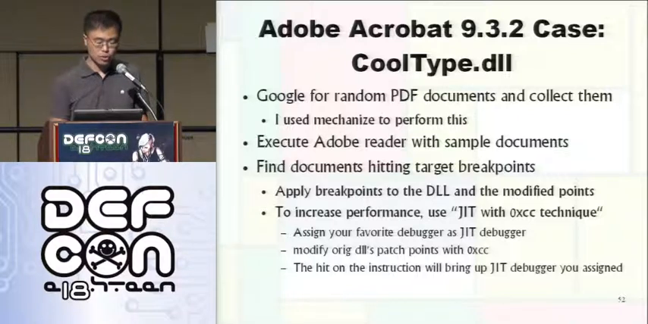So actually I didn't use a debugger directly, but I assigned a debugger as a kind of JIT debugger, and I just replaced some bytes inside the CoolType.dll to bring up the debugger. So I just put 0xCC at the exact point, 8 points. I find that and just do that, and it's very fast. And after that, if you run it, you can collect all the PDF samples that are related to that one-day exploit.